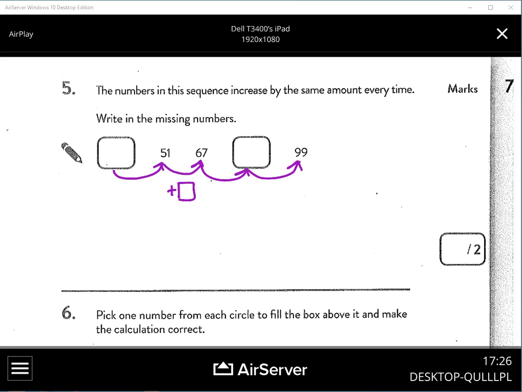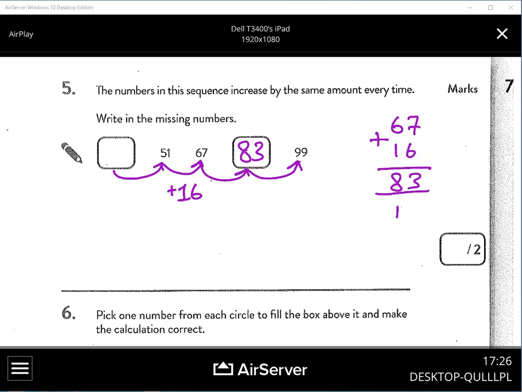Okay, the box looks a little bit small for me, so I'm just going to write down here outside the box. So for question number 5, we are going up in 16s. So we have to do now 67 add the 16. So 7 add 6 is 13, 6, 7, 8. So that would be 83.